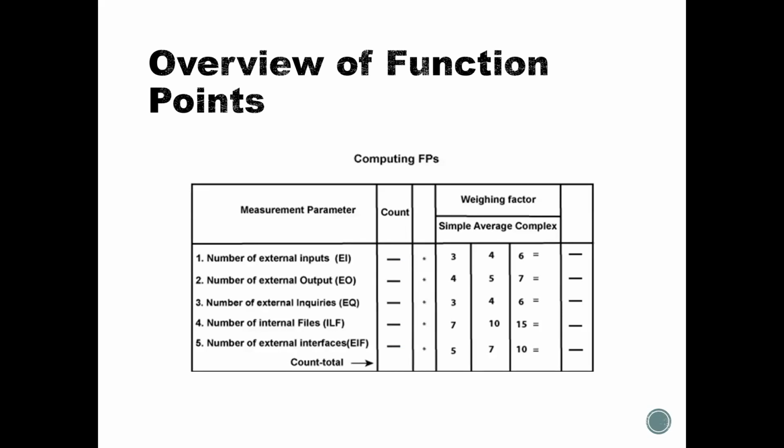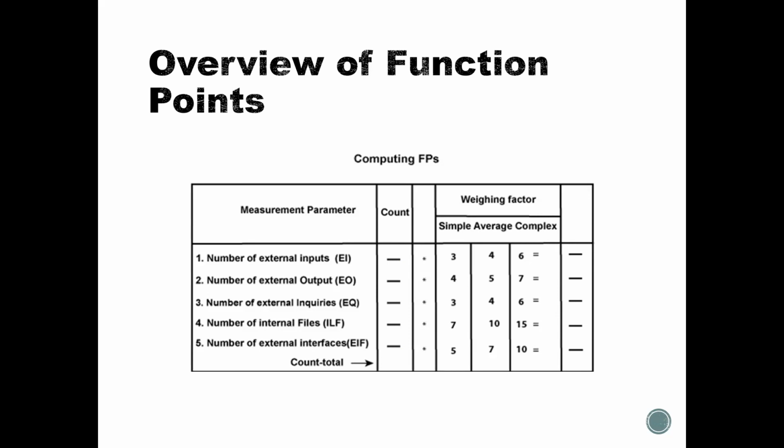And these numbers are called weighting factors. These weighting factors have been divided into three different parts: simple, average, and complex. For most of the software for which we calculate function points, we are more interested in average rather than simple and complex.